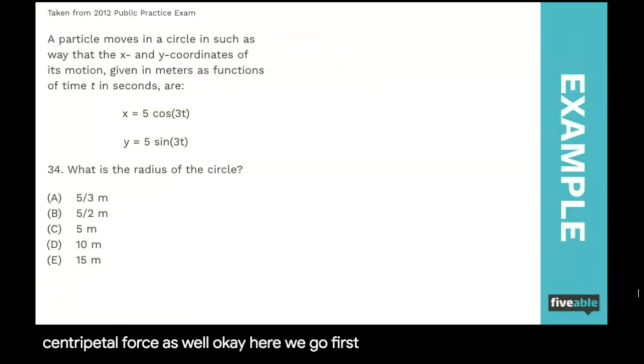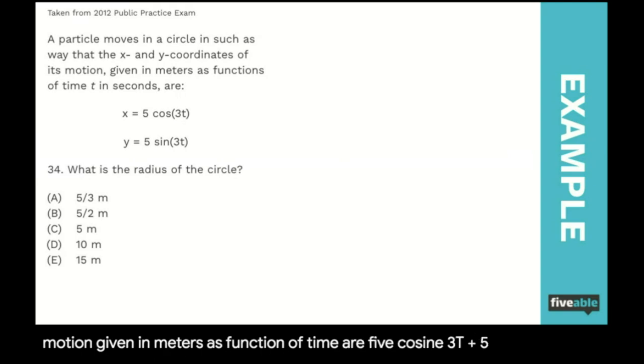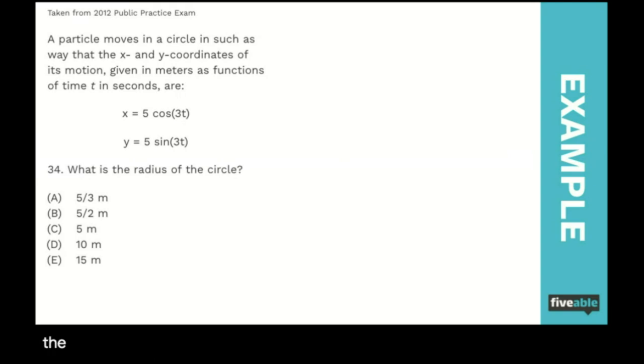Okay, here we go. First practice problem. So we've got a particle. It moves in a circle in such a way that the x and y coordinates of its motion, given in meters as a function of time, are 5 cosine 3t and 5 sine 3t. What's the radius of the circle?